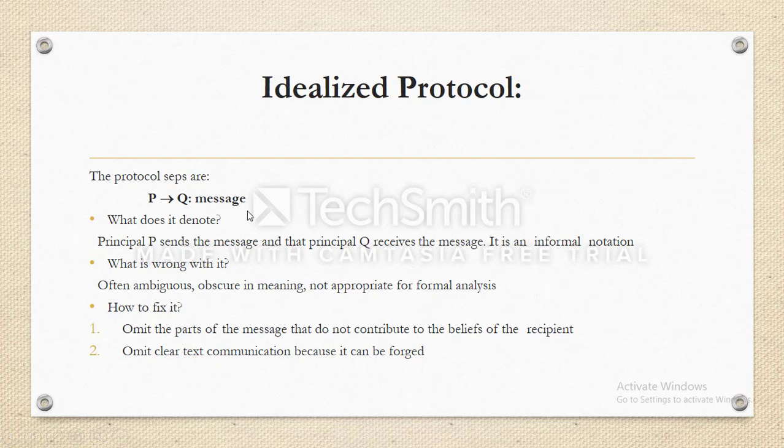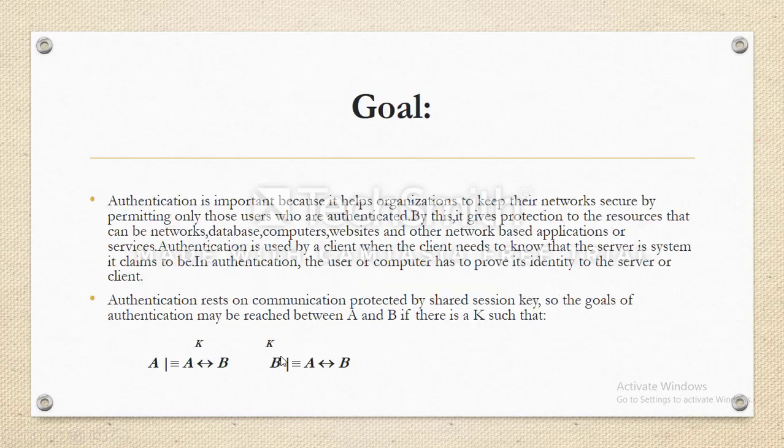So what is an idealized protocol? For that, at first we will take an example, such as we consider principal P and principal Q. Here P sends a message to principal Q. So what does that denote? We already completed that. Here principal P sends a message to principal Q and principal Q receives it. So there is some problem. What is wrong with it? It is often ambiguous, obscure in meaning, and not appropriate for formal analysis. And there are two ways to fix it. So we can see that there are two ways to fix it.